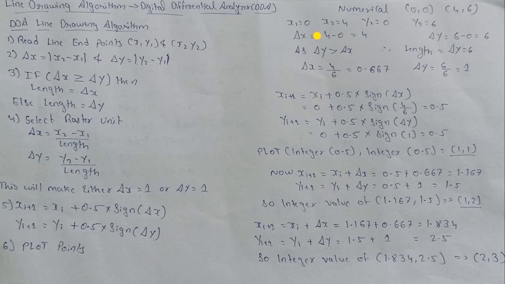Okay, what is xi? 0. What is delta x? 0.667. The integer value of 0.667 will become 1. Similarly yi plus delta y, if you remove this 0.5 and sine, delta y only will become 1. So 0 plus 1 is 1, so 1 comma 1 again will be the answer. So for clear understanding, if you want to remove the 0.5 and sine, it is better for you.